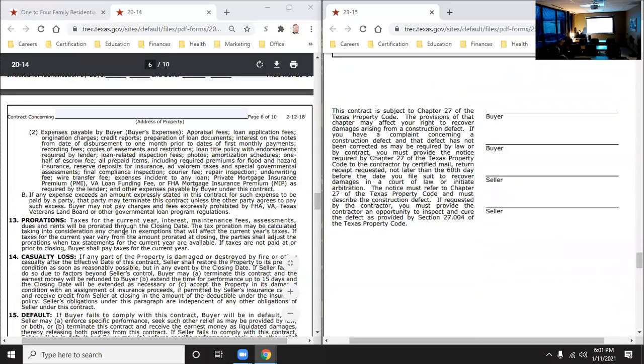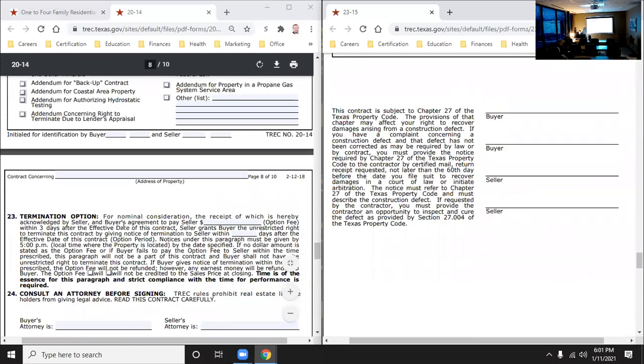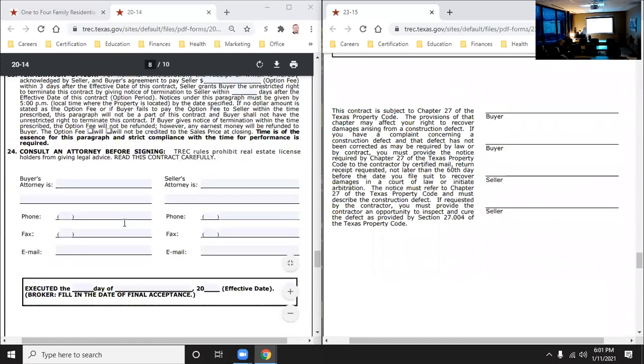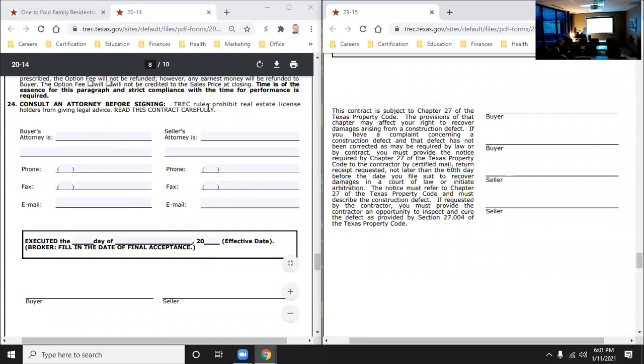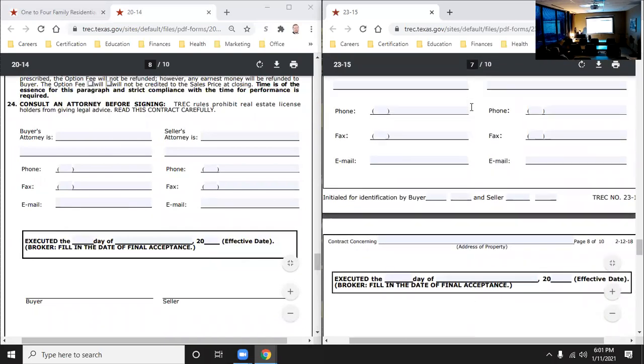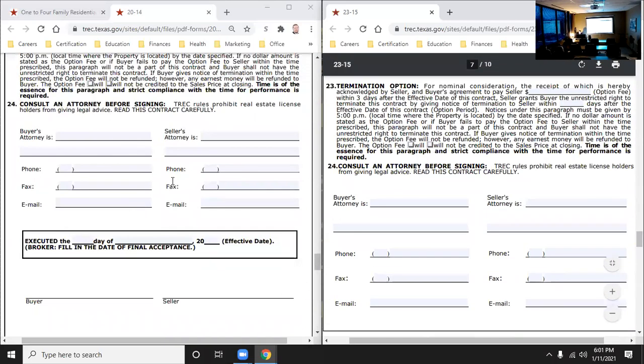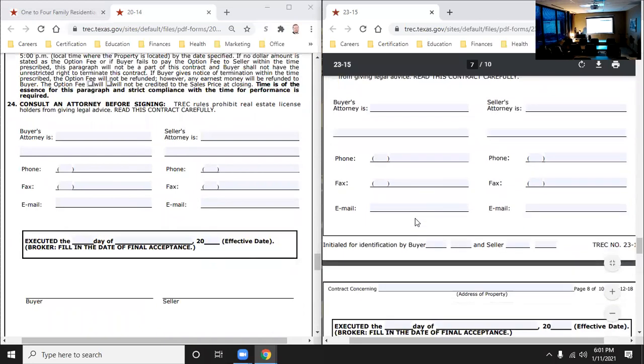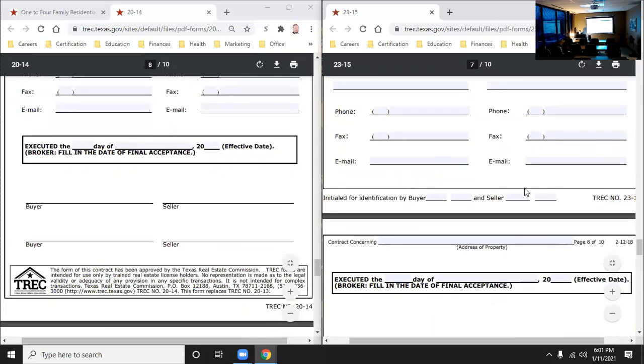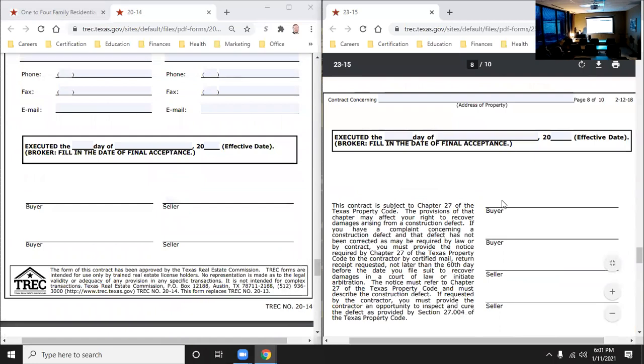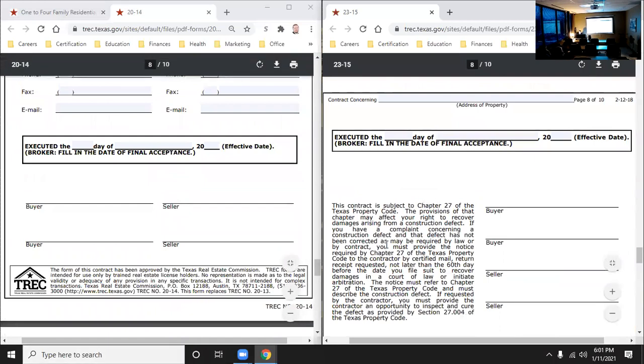Let me find it right here real quick. Notice here, the difference is right here before you look up here, here's all the information, consult an attorney, but look right here. You go right to there, look at this part right here versus here.